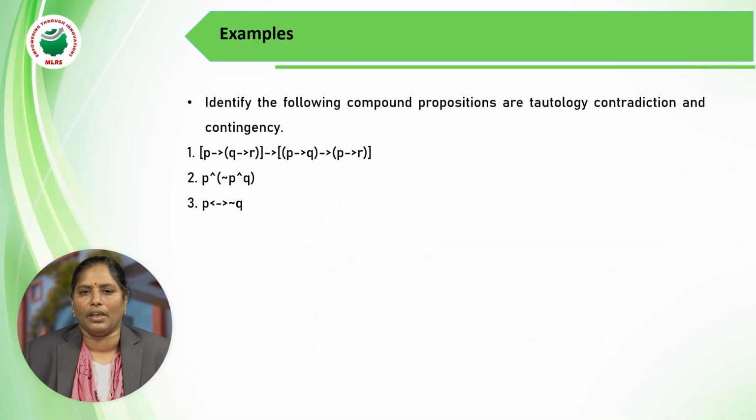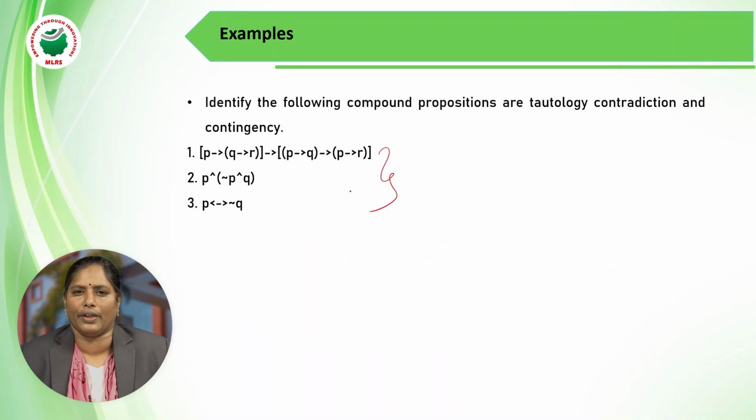Here we have three examples. We have to identify which one of these three statements is a contradiction, which one is a tautology, and which one is a contingency. We will see the examples one by one and how to check whether it is a tautology, a contingency or a contradiction.